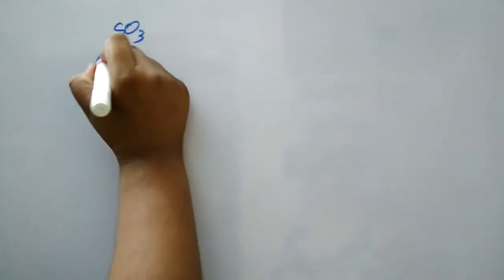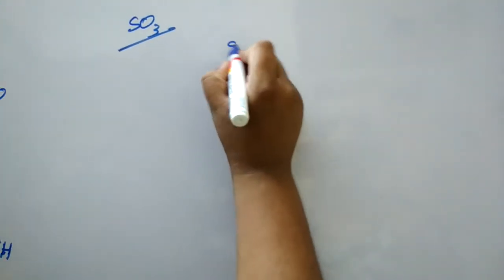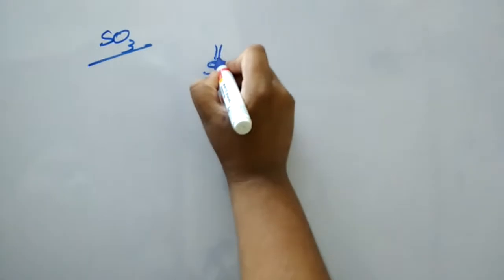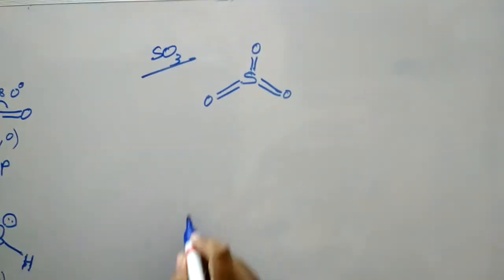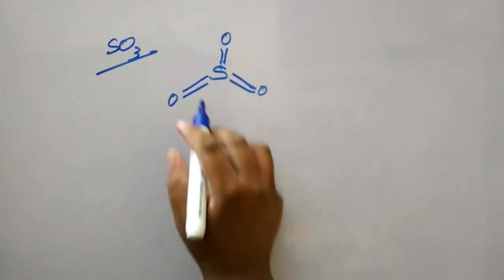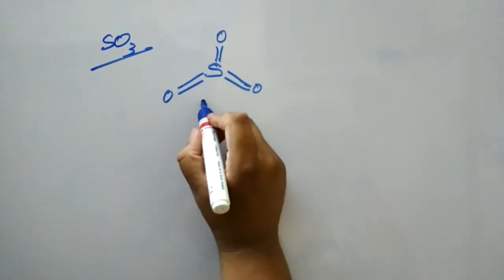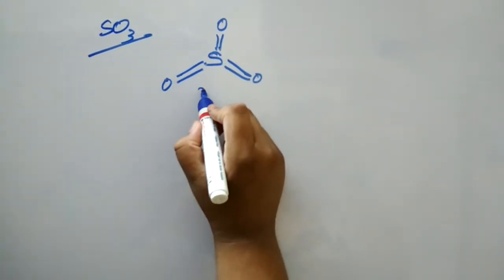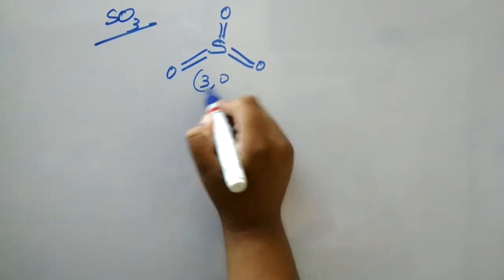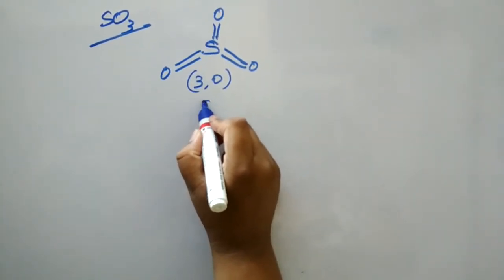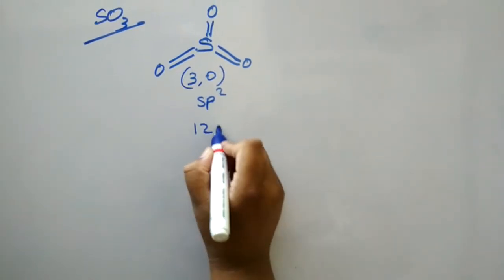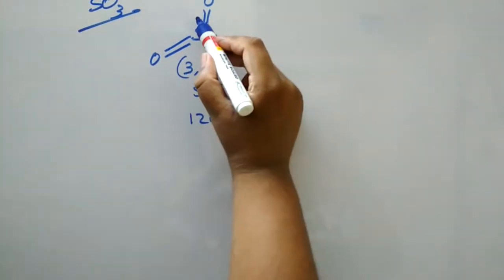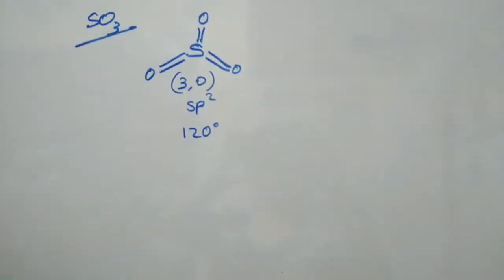the central atom. Now let's go to SO3, sulfur trioxide. This sulfur completely utilizes its valence electrons to form bonds with 3 oxygens. If you see, according to VSEPR theory, this molecule has 3, 0. That means it has sp2 hybridization and this is exactly 120 degrees, since it doesn't have any lone pair on the central atom.